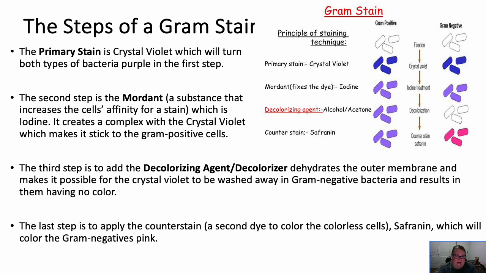The primary stain is the crystal violet. So we have our fixation step. We have the crystal violet. Okay, we put it on for a minute, rinse the excess off. We get both gram positives and gram negatives dark purple. Okay, we're going to do the mordant step of the Gram stain. Okay, we're going to add our iodine.